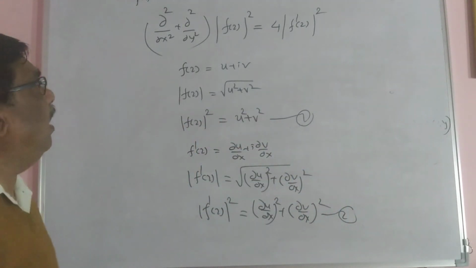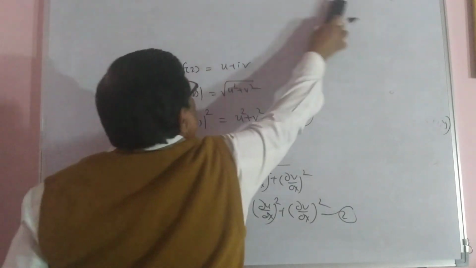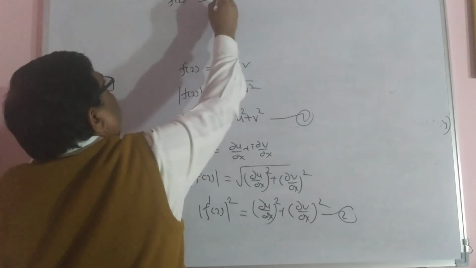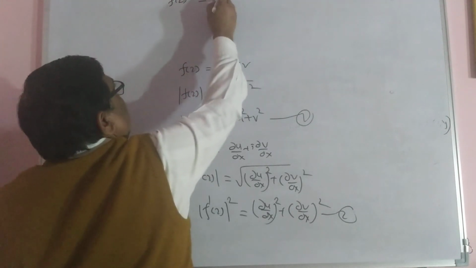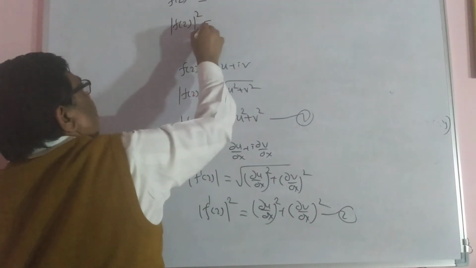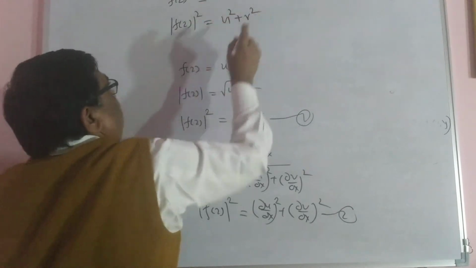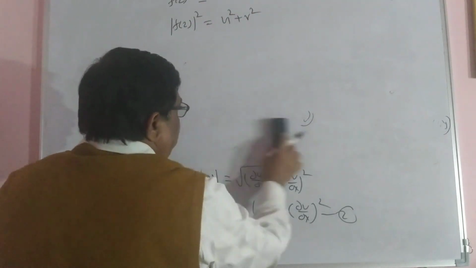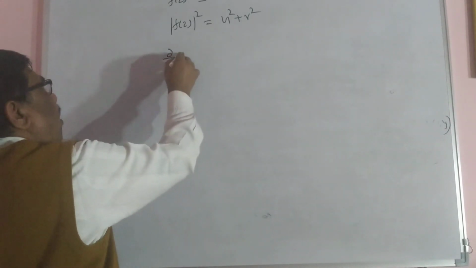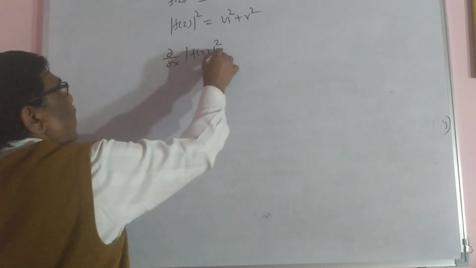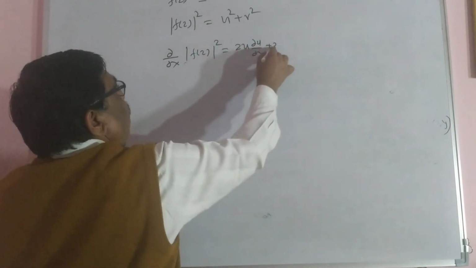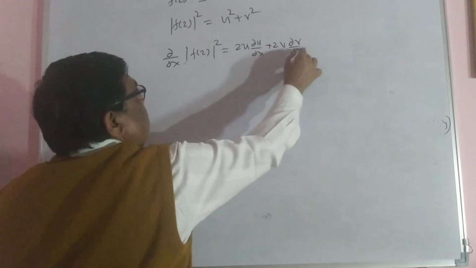Now if I consider f of z equal to u plus iv, and modulus of f of z squared equal to, as I have told, u squared plus v squared, and differentiate partially with respect to x. So ∂/∂x of mod of f of z squared equals 2u ∂u/∂x plus 2v ∂v/∂x.